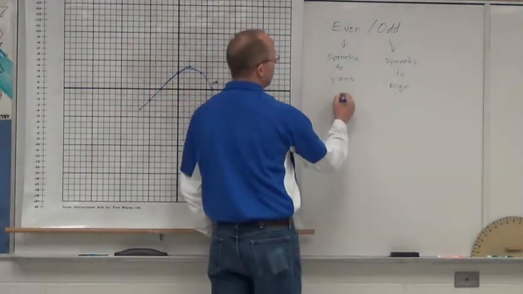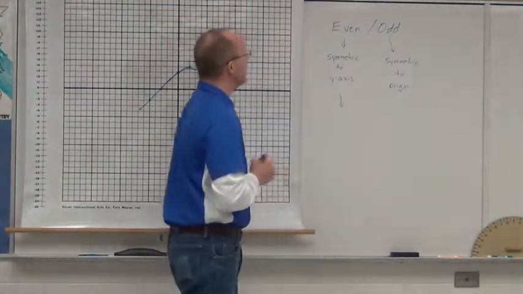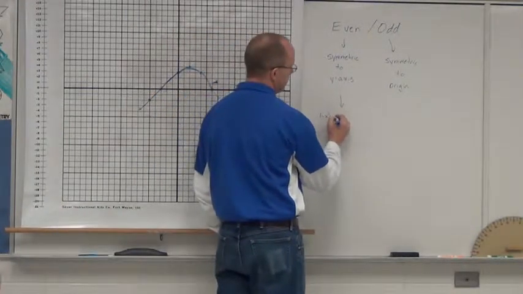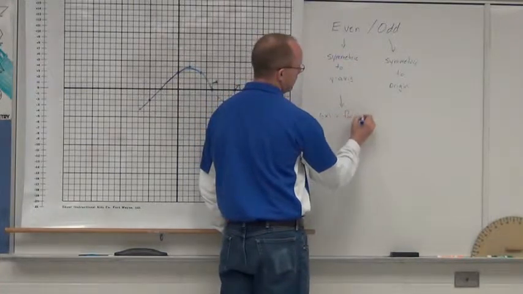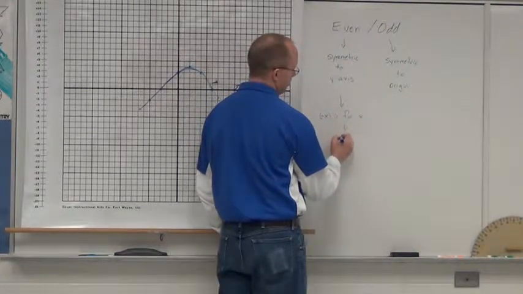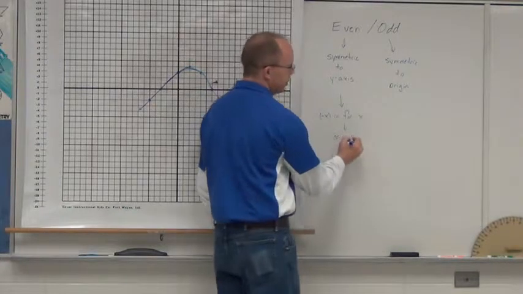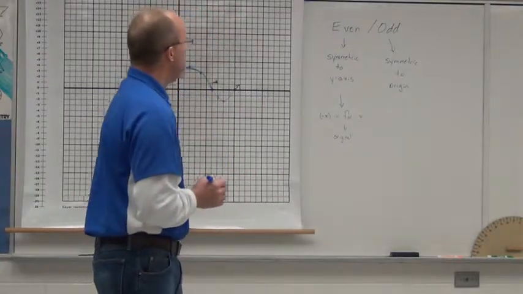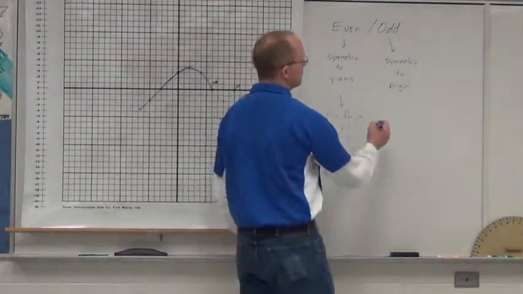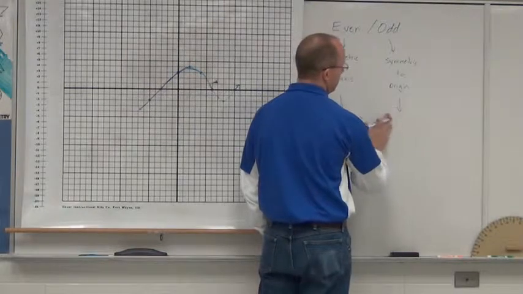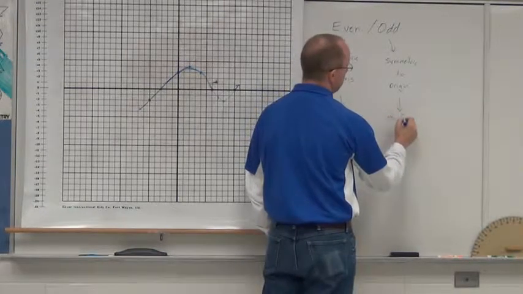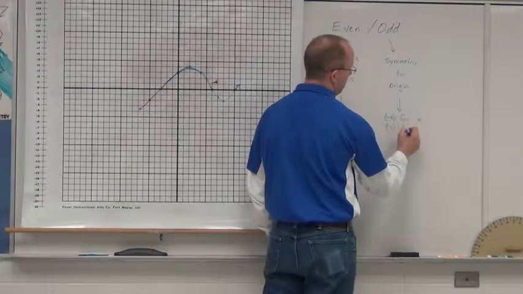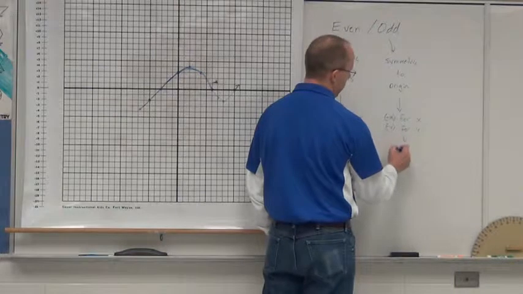If you remember, we talked about how to do these algebraically. To determine if it's symmetric to the y-axis, we plug negative x in for x and see if it gives us our original. Remember doing that back in chapter 2. How did we test for the origin? Negative x for x and negative y for y, and see if that gives you your original.